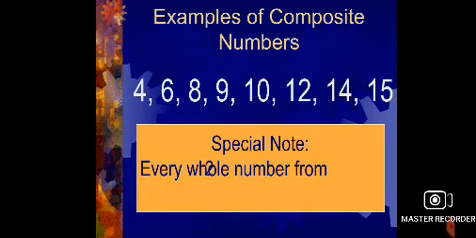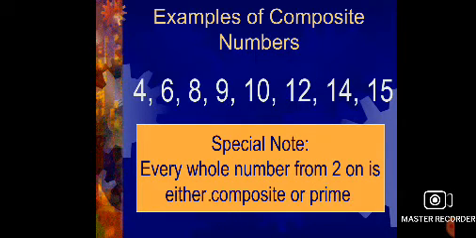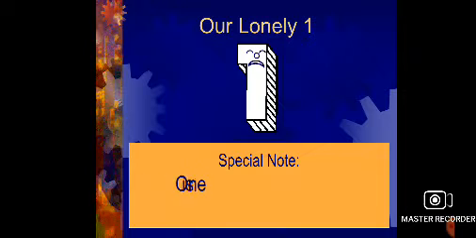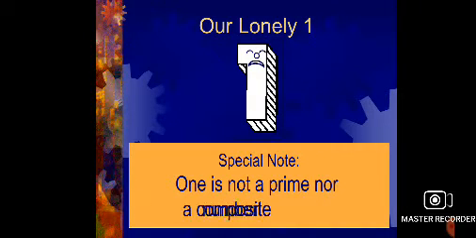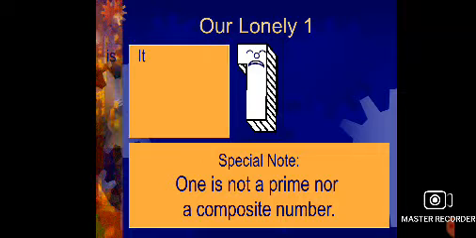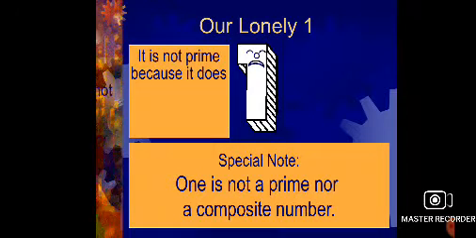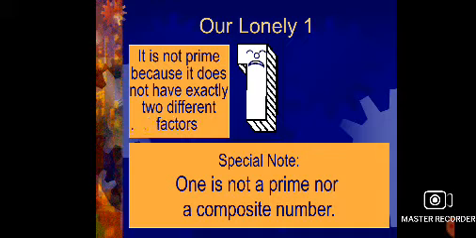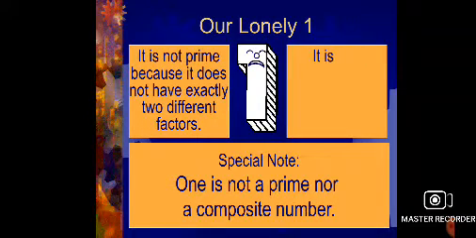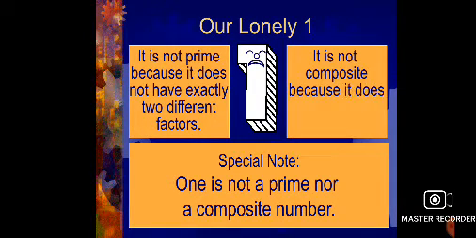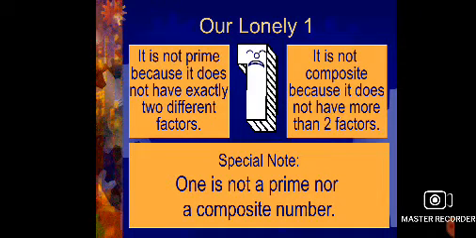But there's a special note: every whole number from 2 on is either composite or prime. The only exception is the number 1. Special note: 1 is not a prime nor a composite number. It is not prime because it does not have exactly two different factors. And it is not composite because it does not have more than two factors. Therefore, it's neither composite nor prime. It's left all alone.